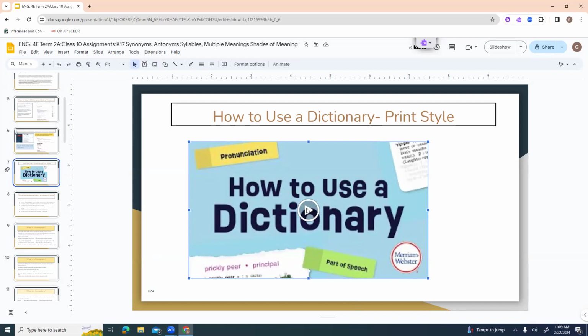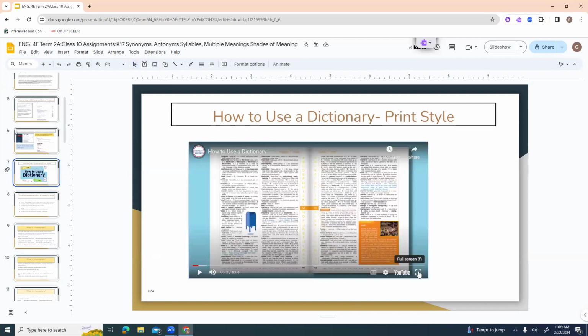This is put out by Merriam-Webster, since they're kind of the people that do that. Come on up. Why is it not wanting to come? There we go.